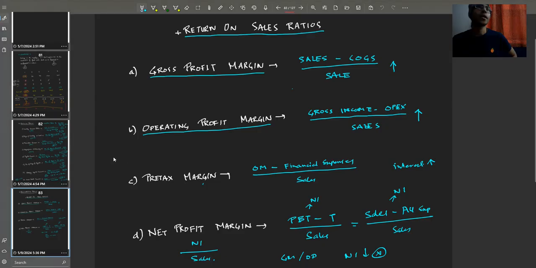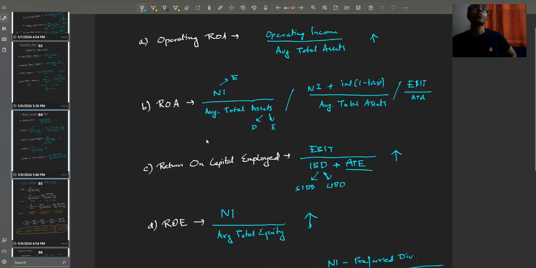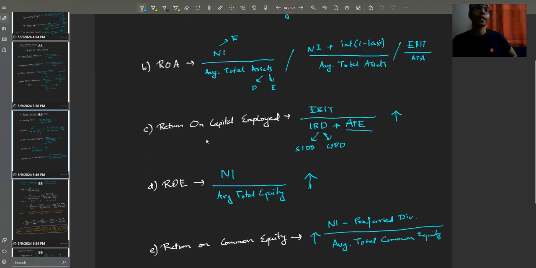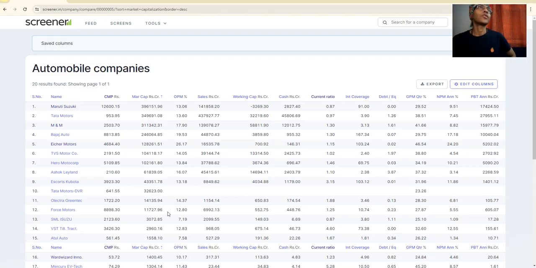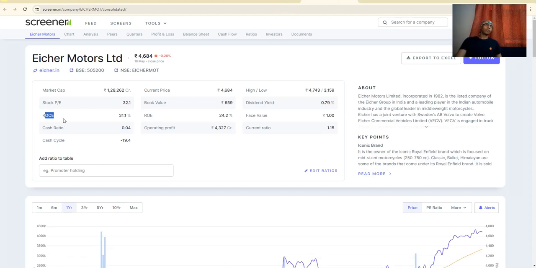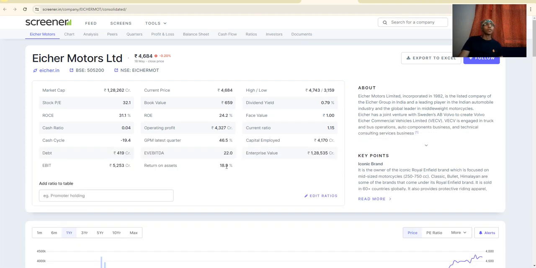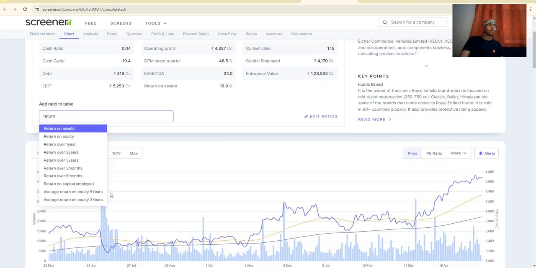Then what other ratios are we looking at? Okay, return on investment ratios. Operating return on assets, return on capital employed, return on equity, return on common equity. So these things again, they are doing very, very well here. Return on capital employed 31.1%, return on equity 24.2% at a low debt. This is brilliant. Return on assets 18.9%. This is also very, very good. Return on capital employed we have already mentioned.